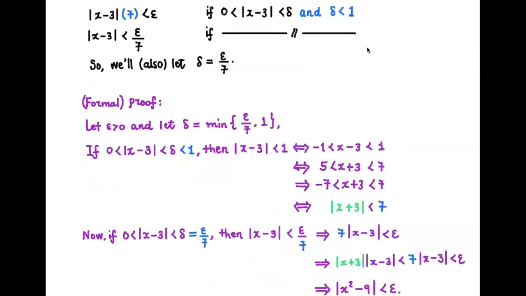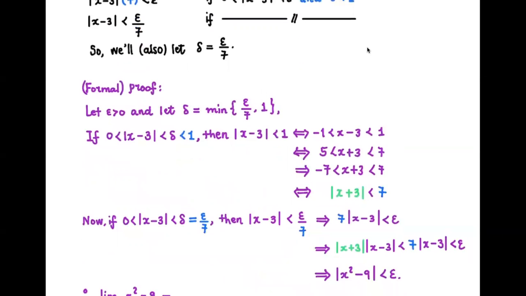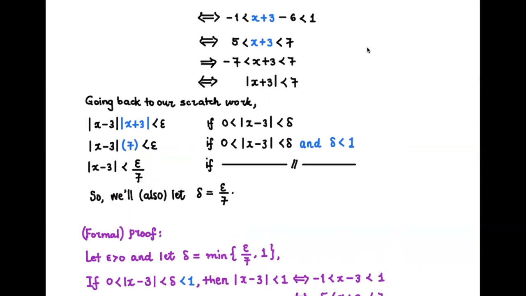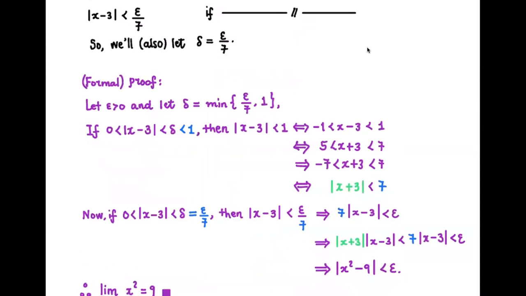So we now have our formal proof. Now the formal proof is the part where we formalize whatever we have written in this scratch part. So let epsilon be positive, and let delta be equal to the minimum between epsilon over 7, comma 1.